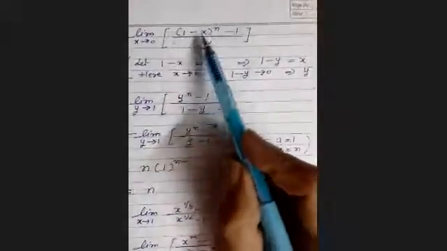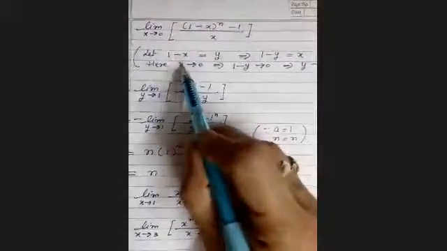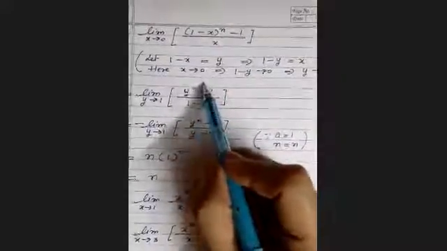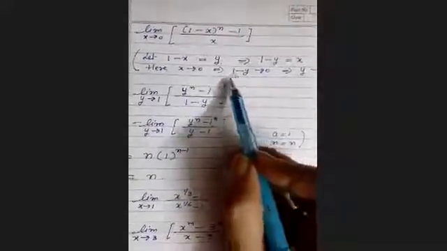Now the next question: limit x tends to 0, 1 minus x power n minus 1 upon x. Here again, if we apply the limit directly, you will get 0 by 0, which is not possible. That's why we take 1 minus x as y. Then we shift y this way and x to the right hand side. After shifting, we get x is equal to 1 minus y. Means in place of x we can write 1 minus y. And since x tends to 0, x is 1 minus y, so we write in place of x, 1 minus y.